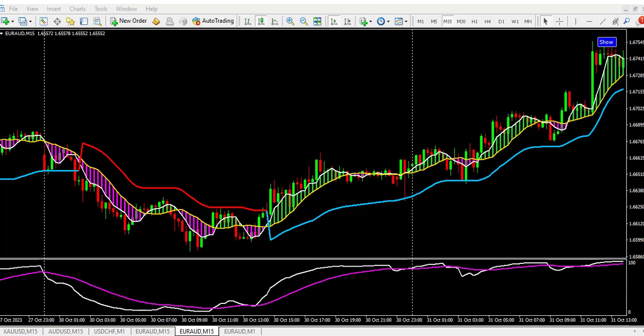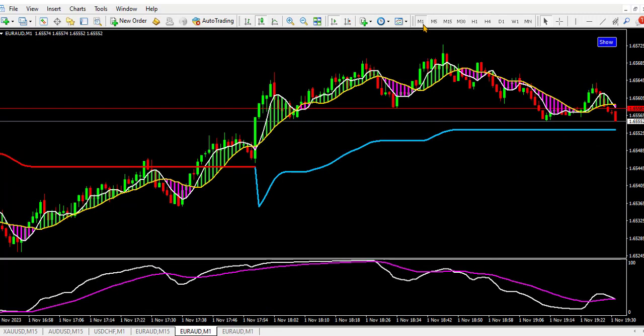It is simple, and you can use it on any time frame you want, but I've shown you how to use it on the 15-minute time frame. Here it is on the 1 minute time frame. The principle still remains the same. Here is a valid buy signal at this particular point. You have a valid buy signal here, a valid buy signal here at this particular point.